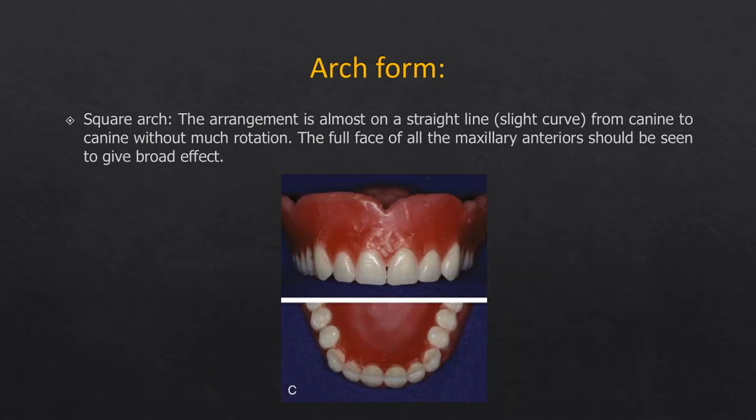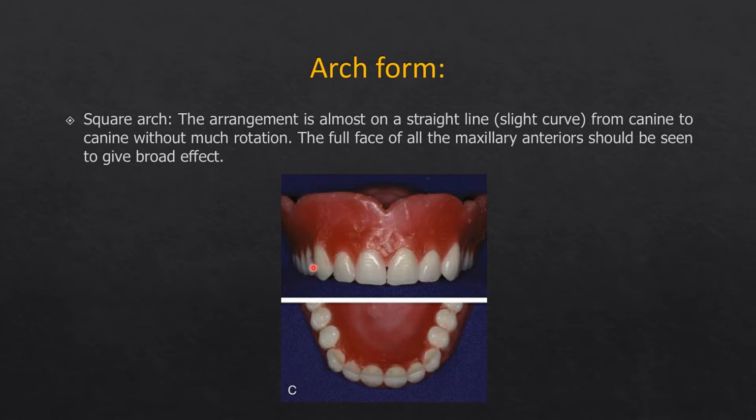Moving on. Next, coming to the arch form. Now, a square, as we know, it's just the same as the facial form. The arch form is also classified as square, tapering, ovoid. We have gone over this in the previous lecture. In the square arch form, the arrangement is almost a straight line.